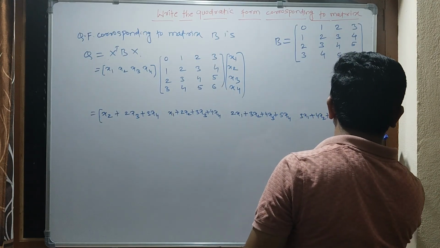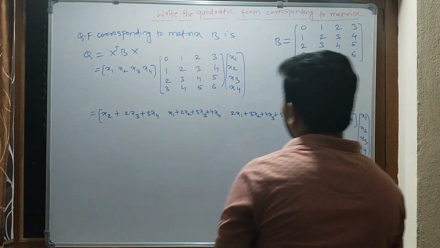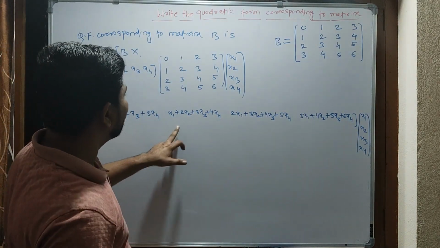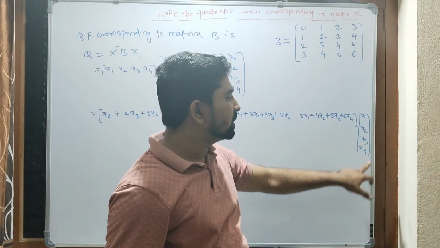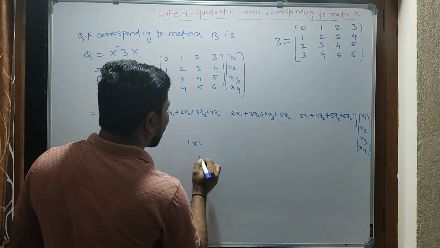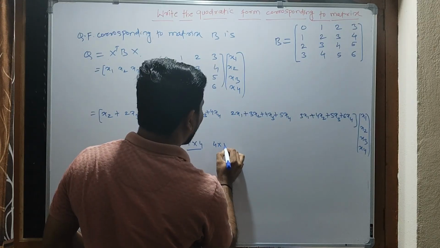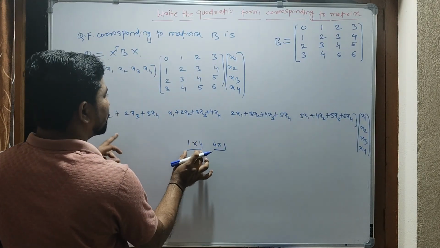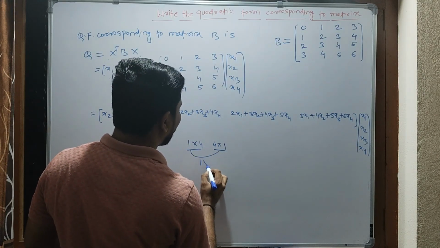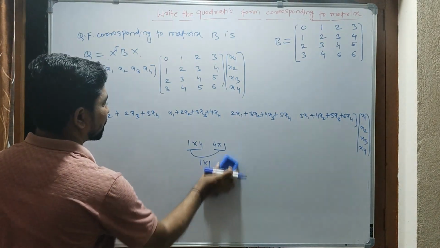Now last is x1, x2, x3 and x4. So this whole is the matrix of order 1 row 4 column, with first column, second column, third column, fourth column, and this is the 4 row and 1 column matrix. So here the resultant matrix is of order 1 cross 1, which means I will get an expression.